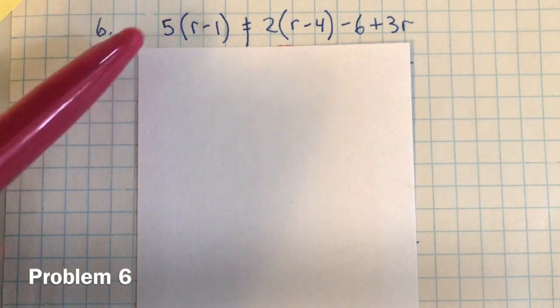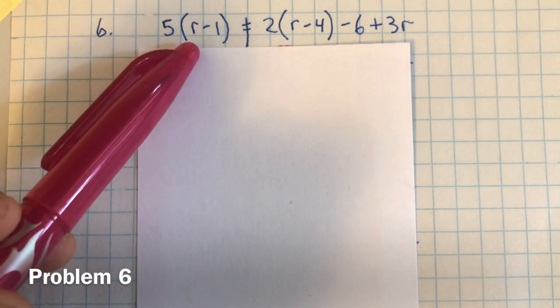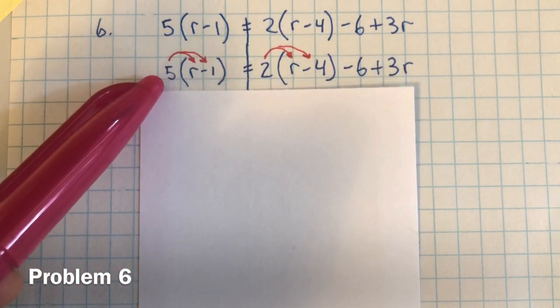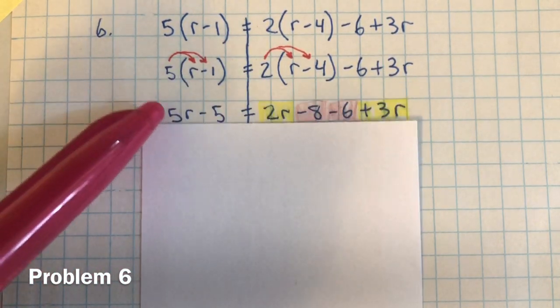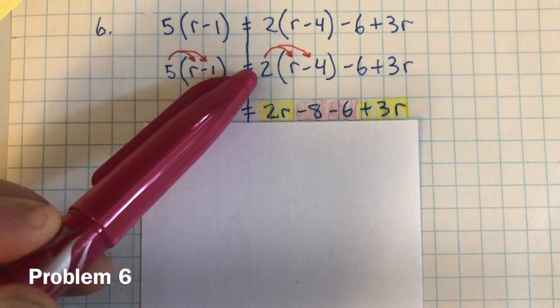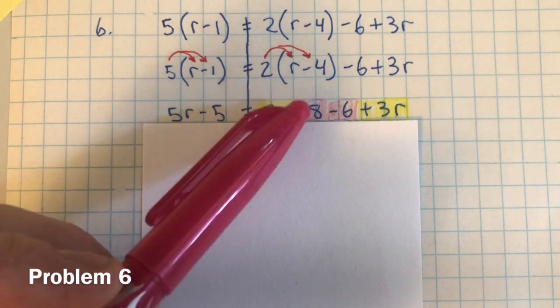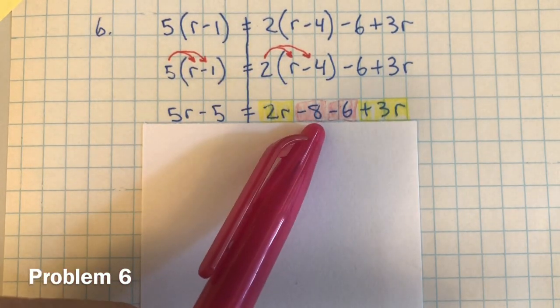For number 6, I need to distribute the 5 and the 2 to each term inside the parentheses. So I have 5 multiplied by r, which is 5r. 5 multiplied by negative 1 is negative 5. 2 multiplied by r is 2r. 2 multiplied by negative 4 is negative 8.